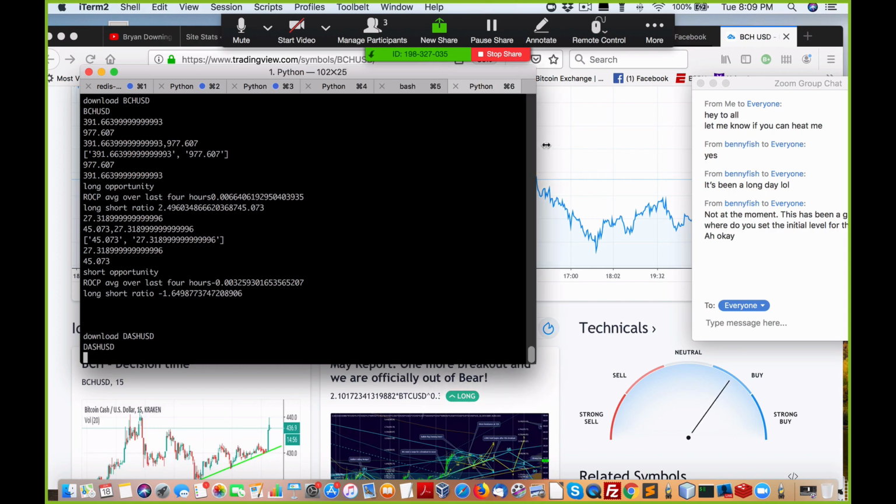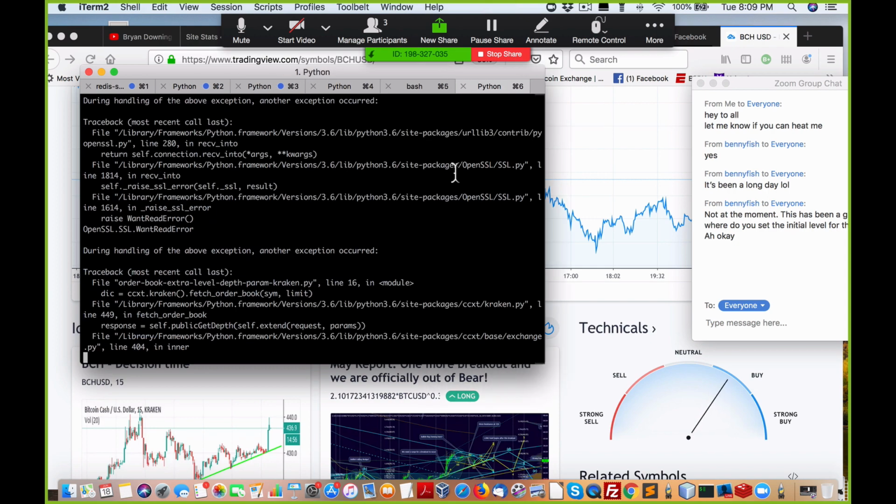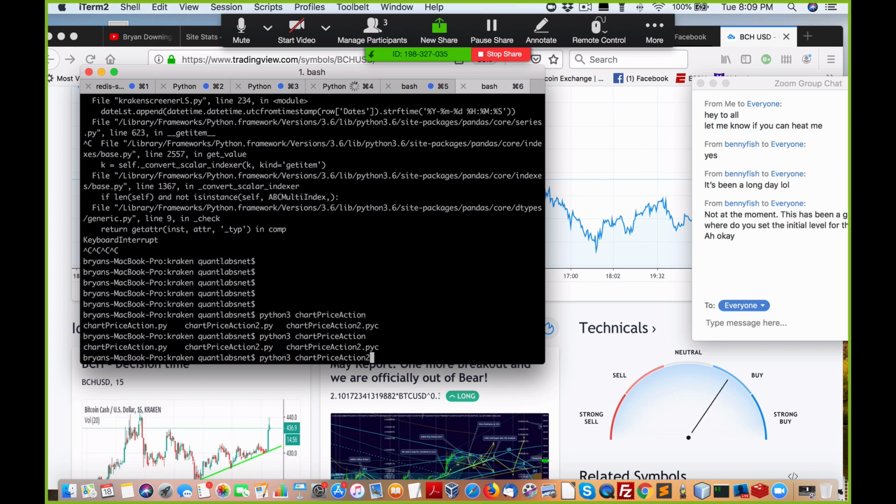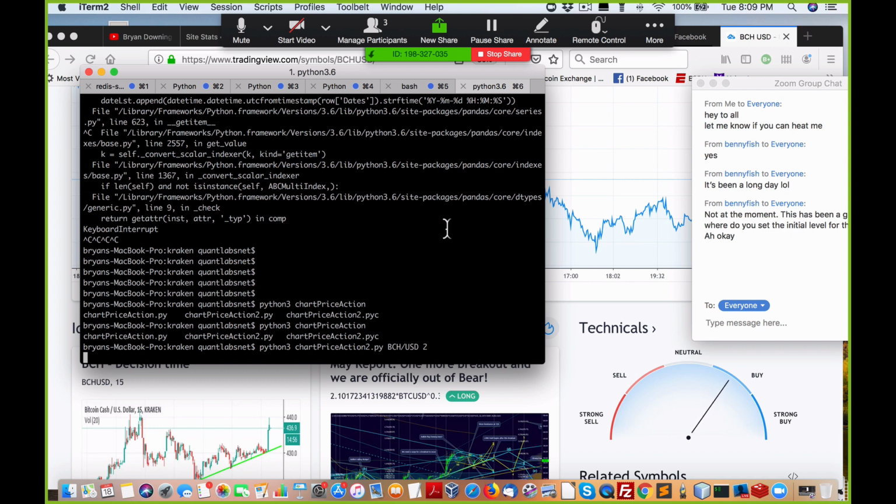Okay, hang on here. I'm going to break that. And it does it for 18 pairs. So if I was to run that chart for Bitcoin Cash against US dollar for, let's say, the last 2 days on the Fibonacci level, what was it called? Chart price action. So it's BCH US dollar, 2 days. So I'll generate the Fibonacci charts for it, and you can see what I mean.